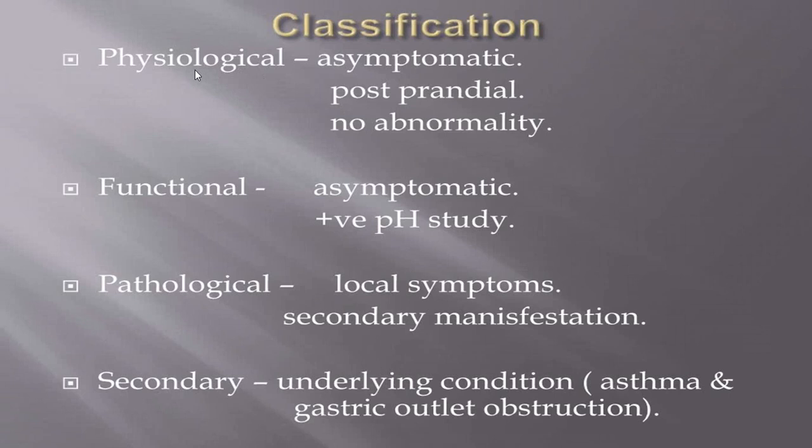So there are a few terms: physiological, which is asymptomatic, postprandial, and there is no abnormality; functional, which is asymptomatic and you detect increased pH, increased acid in the esophagus, positive pH study; pathological means symptoms are present and you get a secondary manifestation; and secondary is due to underlying conditions like asthma, gastric outlet obstruction, etc.